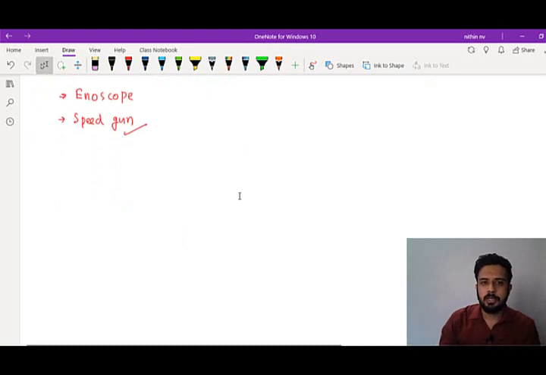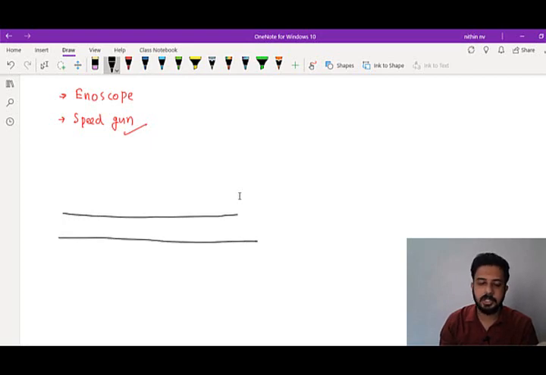Enoscope is nothing but this: suppose you have a road stretch here. This is a particular road stretch, and many vehicles are coming. First we will select a point here, where we are going to stand to check the speed of the vehicle. Now we are explaining the Enoscope method.